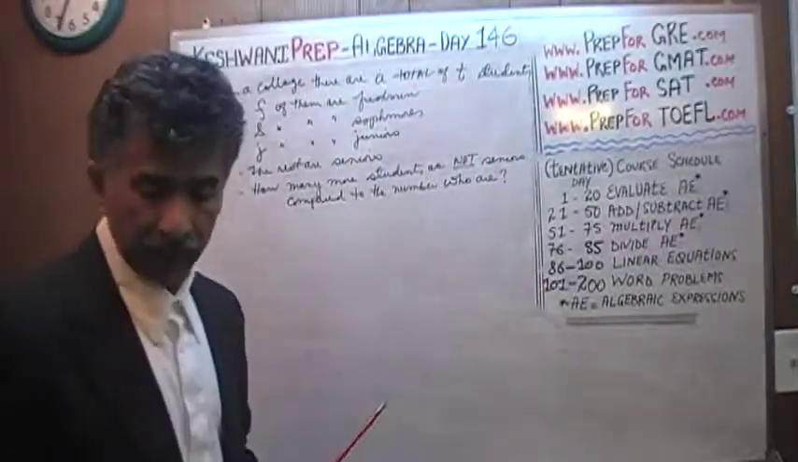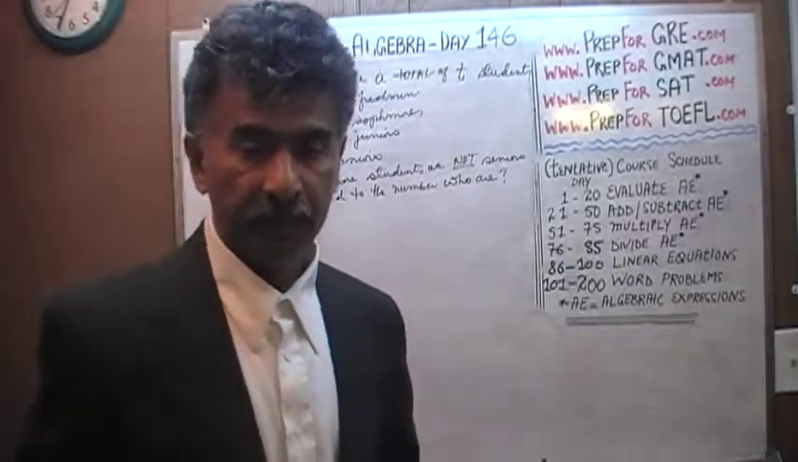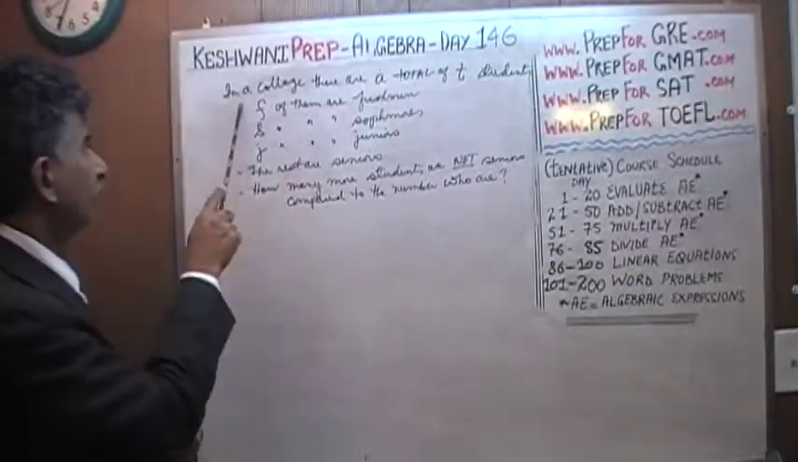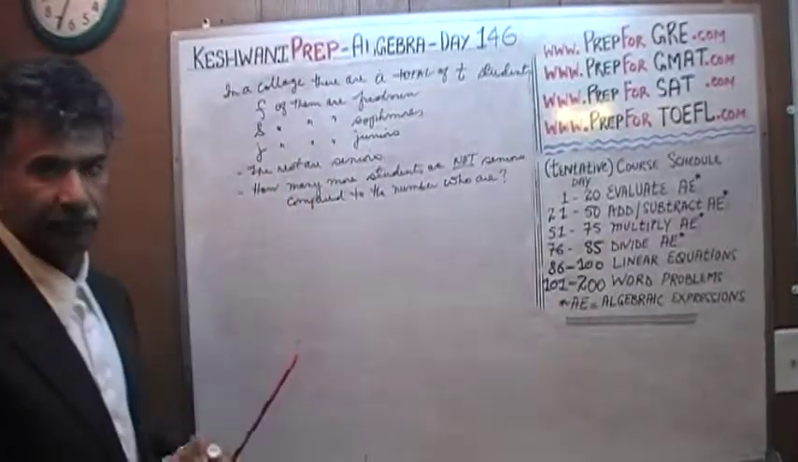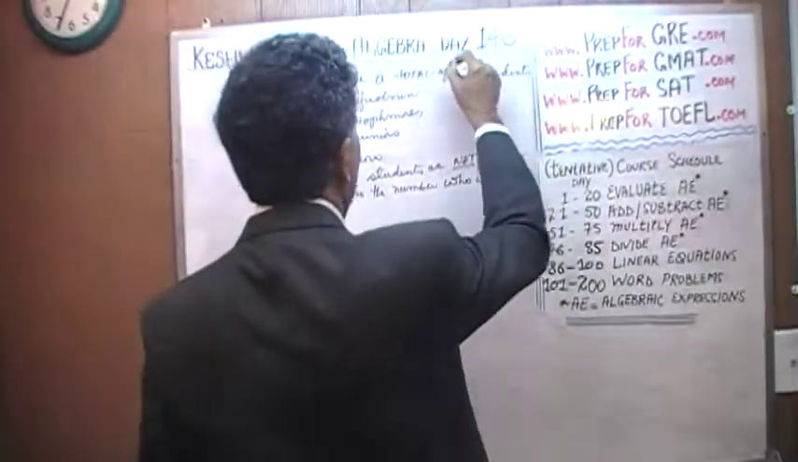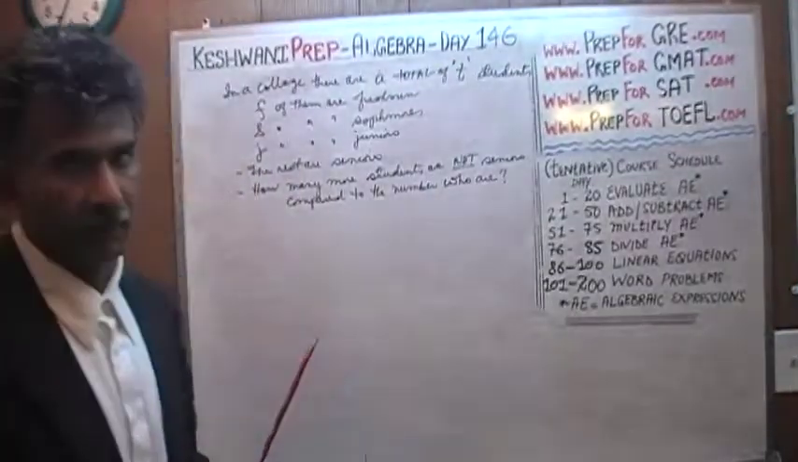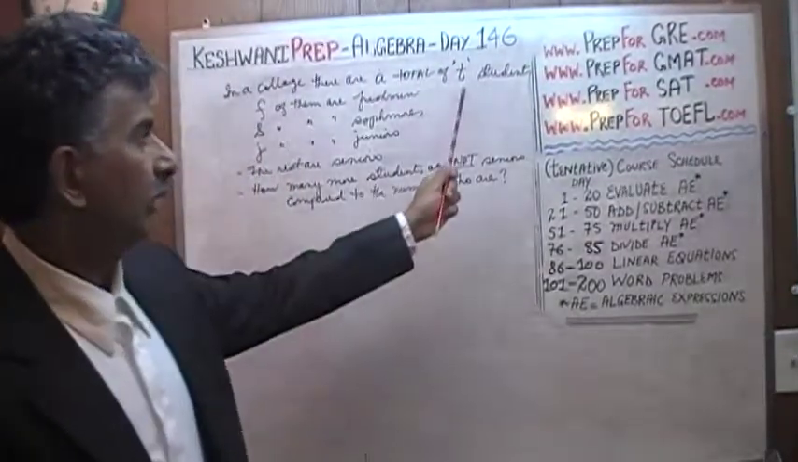I'm going to read it to you, just in the event that you have trouble with my handwriting. So here we go. It says, in a college, there are a total of T students. T is some number. Obviously, we do not know what it is. Otherwise, it wouldn't be algebra. It would be arithmetic. So we have a total of T students.